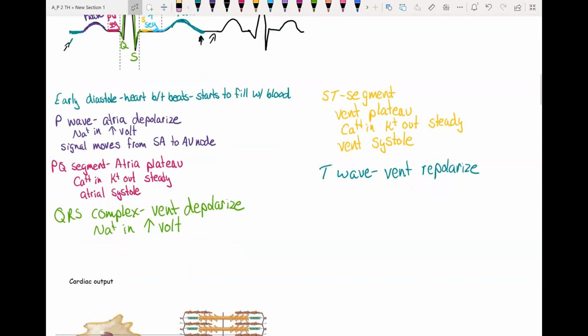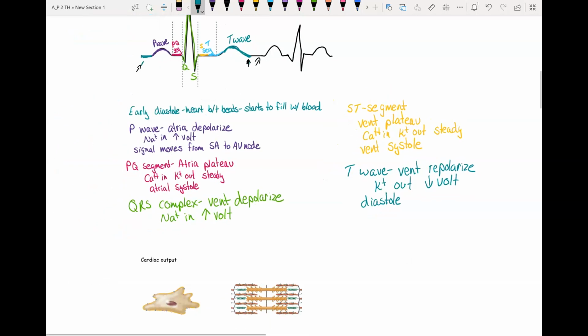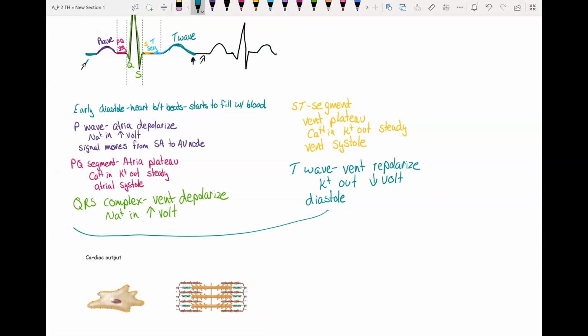So now you have just potassium out and your voltage goes down and the heart is relaxed. So now you are in diastole, where you again begin to refill with blood. And then you would go back to another P wave. So remember, it's a repeating cycle. So then you would have another P wave. So this would be our next P wave right here, and you would just keep repeating.